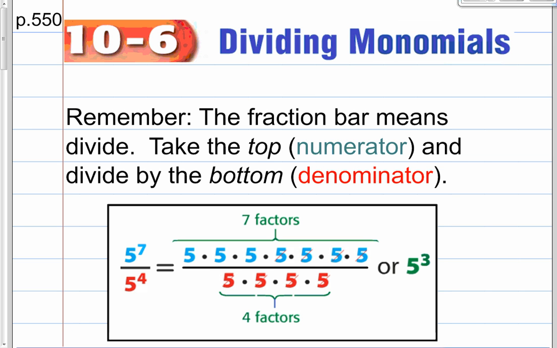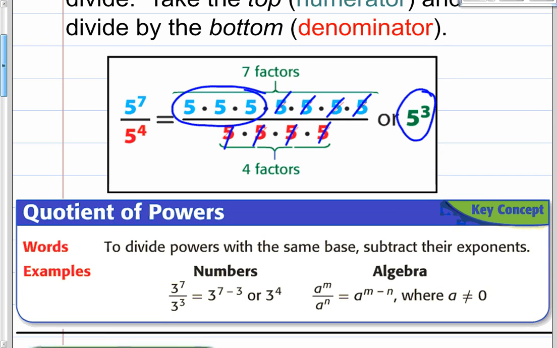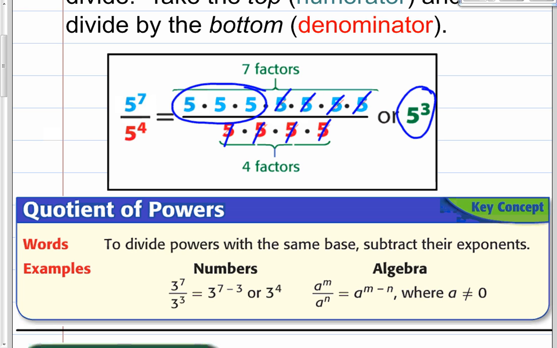What's nice is, if you take the top and divide by the bottom, and the numbers are the same, you can cancel them down to 1. So what they're showing you here is 5 over 5 equals 1, so we can get rid of it. 5 over 5 equals 1, 5 over 5 equals 1, 5 over 5 equals 1, and you're left with just 5 times 5 times 5, which is 5 to the 3rd power, all over 1, but that equals 5 to the 3rd power. Keep that concept in mind as we go through the quotient of powers key concept.